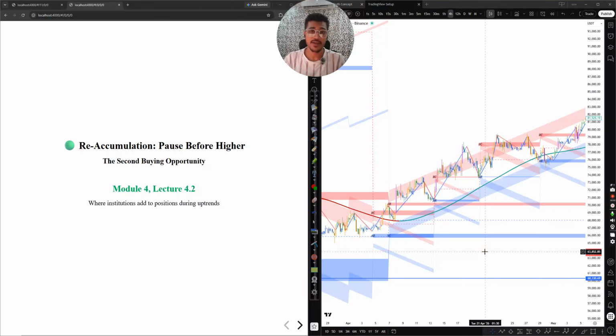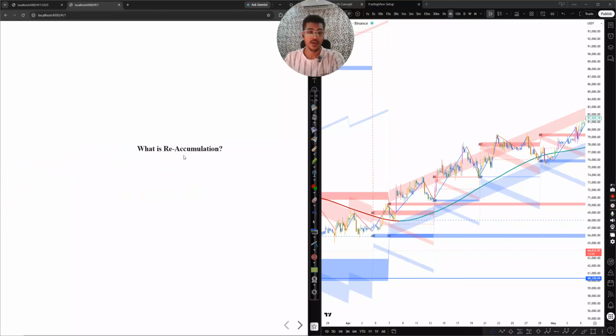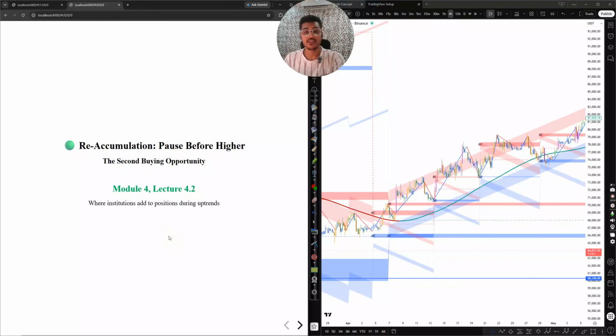In this module, we're going to be continuing learning about reaccumulation patterns. All right. So these are the pause before the market makes higher highs, and this is the secondary buying opportunity that we call a continuation pattern. Okay. This is where institutions add to positions during uptrends.